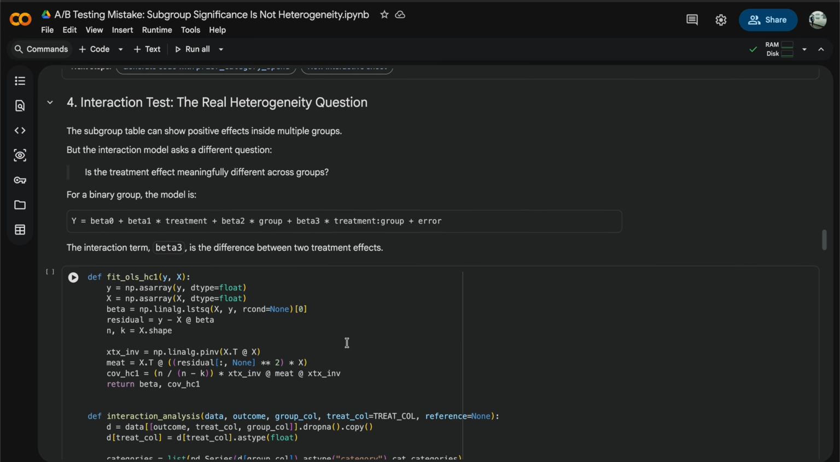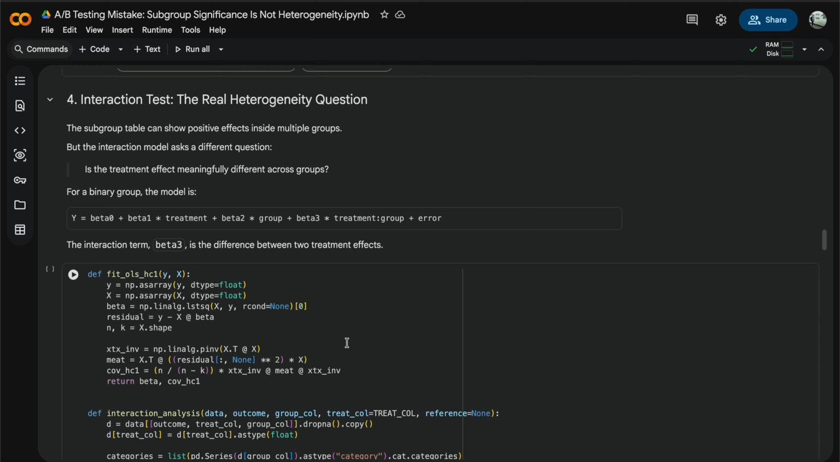And I think I also introduced this concept in my last video. I now use an ice cream sale for example. So the interaction test asks a very different question. Instead of asking does email work inside the subgroup, it asks is the email effect different between the different subgroups.